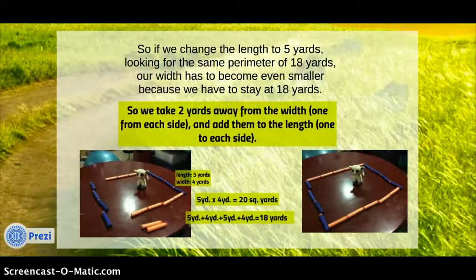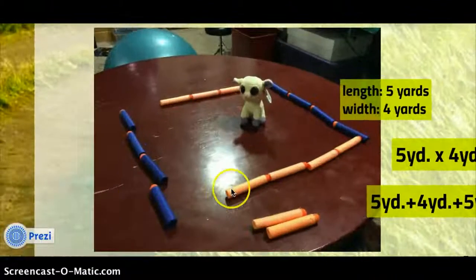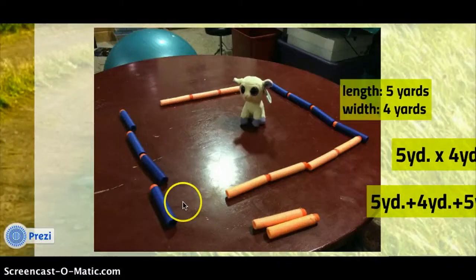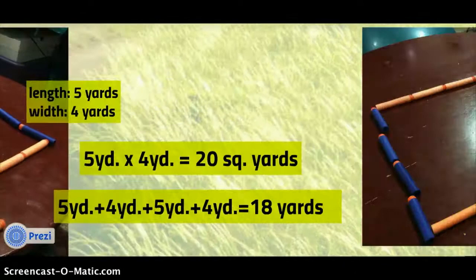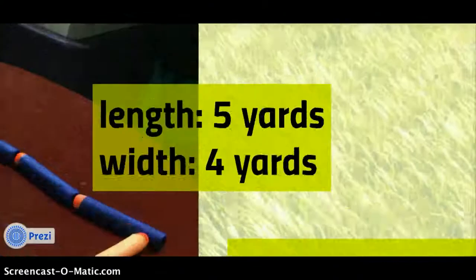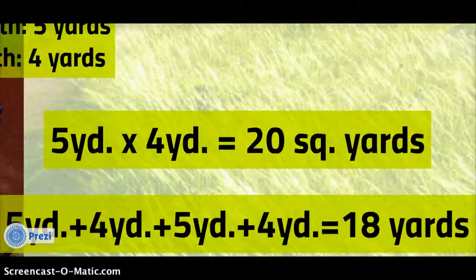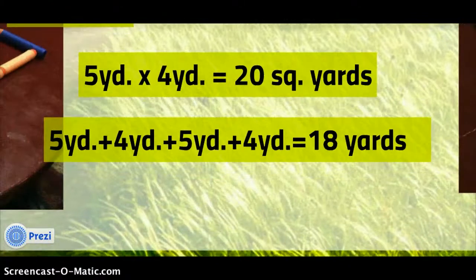If we add one more to the length, that gives us 5 yards. And we're looking at the same perimeter once again. So we're going to take the 2 away here and we add them to this side. Again, looks like a pretty big fence. So the length is 5 yards and the width is now 4 yards. So there's how those ones look.